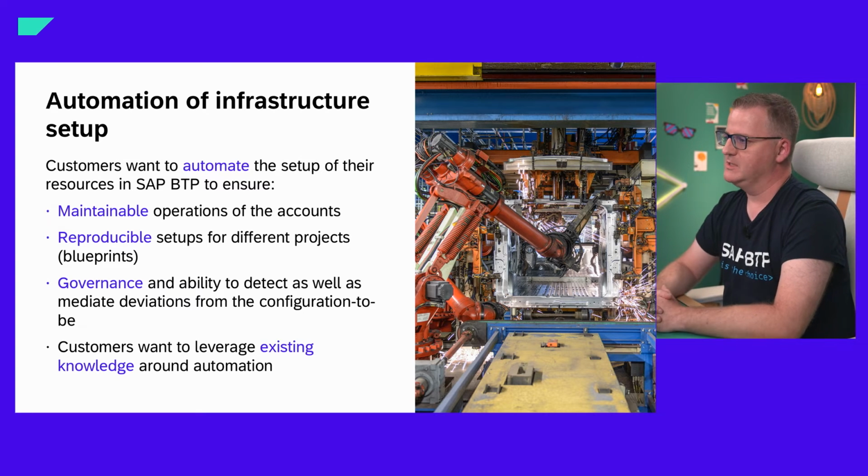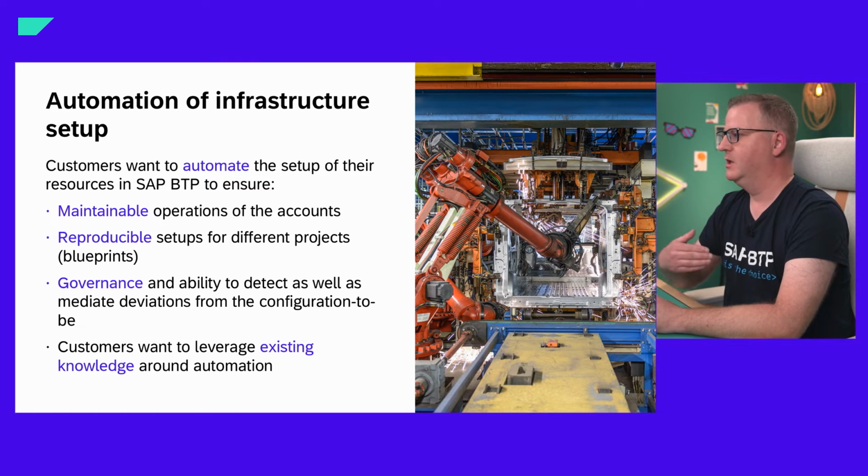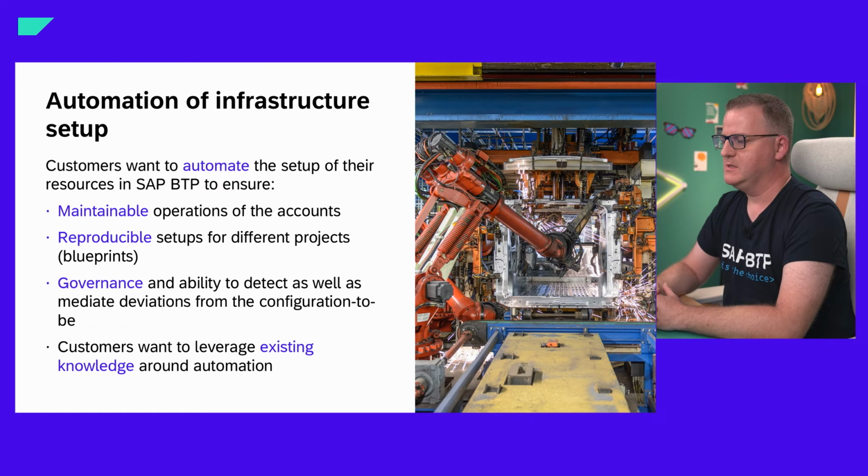Now, if we take this one level further and use automation tools to automate the setup and the management of our infrastructure, this not only helps to establish a governance model, but it also, of course, makes the whole operations more efficient and also makes setups for different projects really repeatable. Right? So you can create templates for certain types of development projects and then always have the same setup, the same account structure for these different projects.